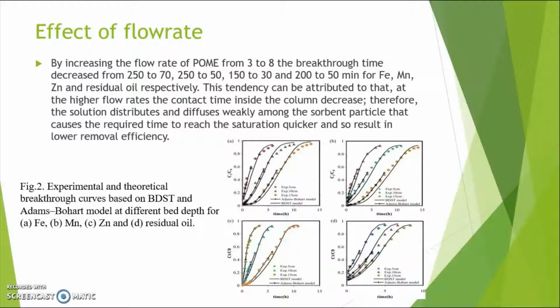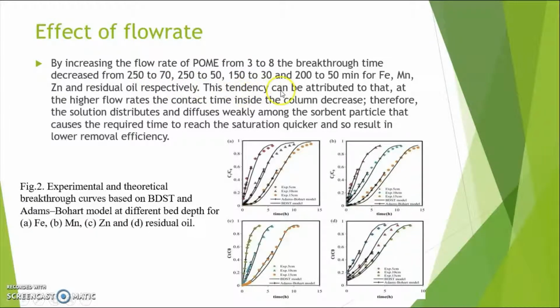So we go with the effect of flow rate. By increasing the flow rate from 3 to 8, we can see the breakthrough time decrease from 250 to 70, 250 to 50, 150 to 30, and lastly 200 to 50 for ferrum, manganese, zinc, and the residual oil respectively.